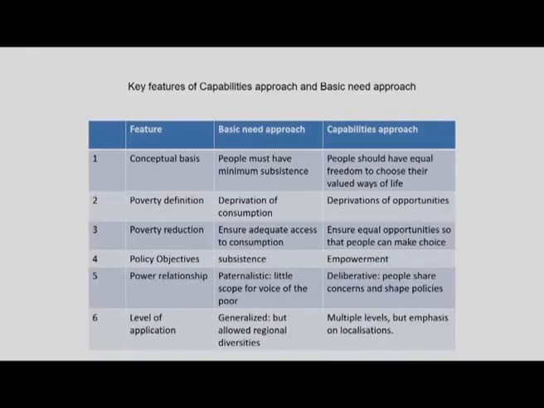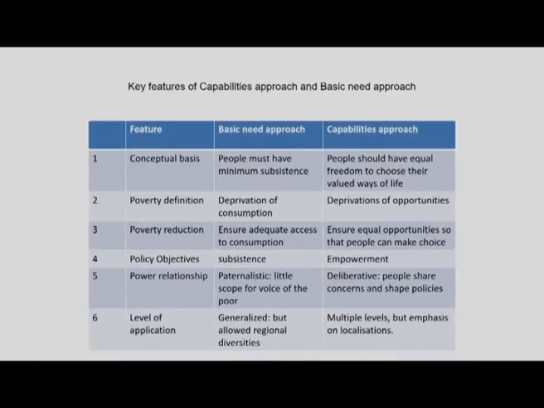In terms of the feature of poverty reduction, the basic needs approach ensures adequate access to consumption, whereas the capabilities approach ensures equal opportunities so that people can make choices. In terms of policy objectives, the basic needs approach is focusing on subsistence, and therefore it is a more targeted approach. It is looking at a certain section of the population within a country or within a community which are downtrodden, who are deprived, and therefore certain basic needs need to be provided to them.